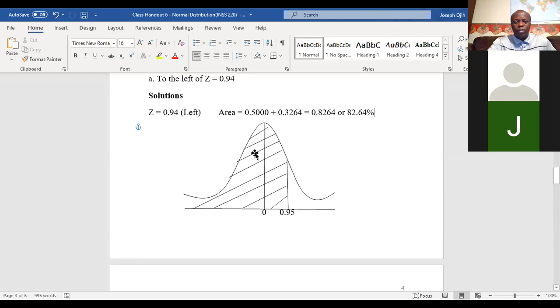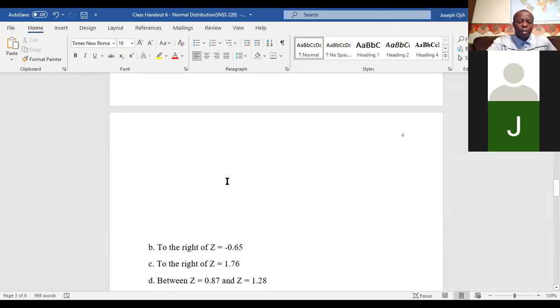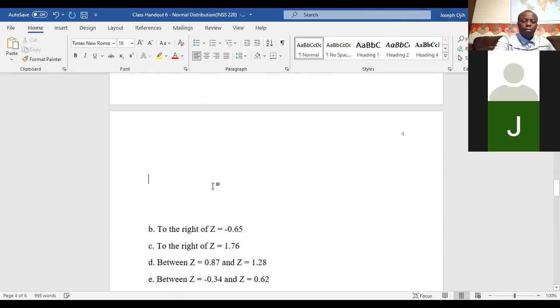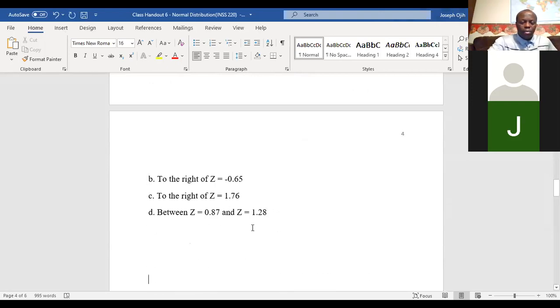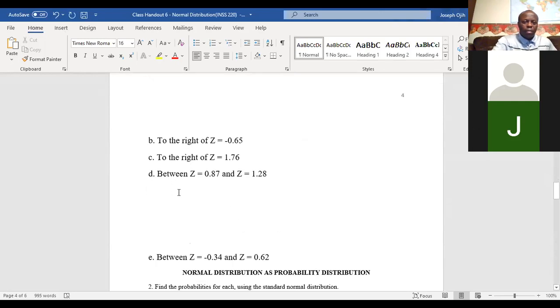If you look at this curve, it told us that we have to add 0.5, this part that is completely, and then look for this and add it. So I will do one more example on that, then we'll go to the next stage. Let's say that we have this type of question, where you give us two sides, when you say between Z 0.87 and Z 1.28. Okay, we have a solution in this form.